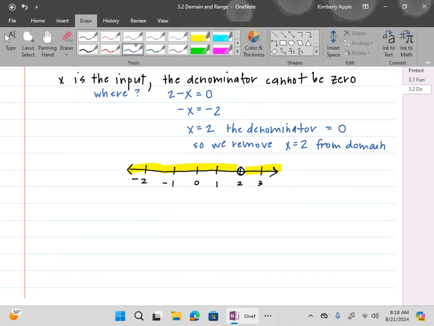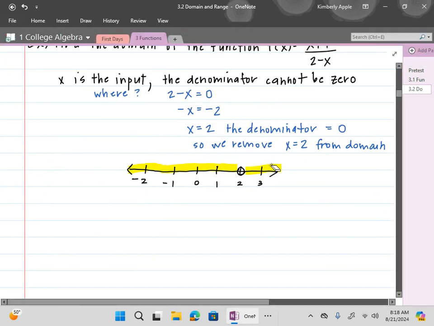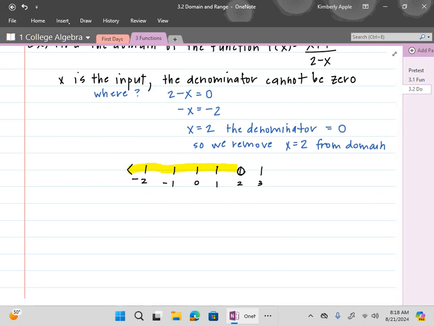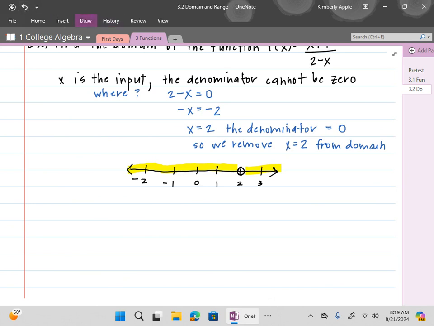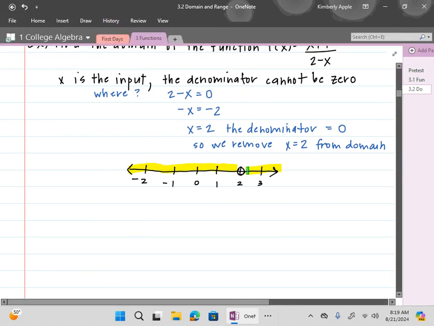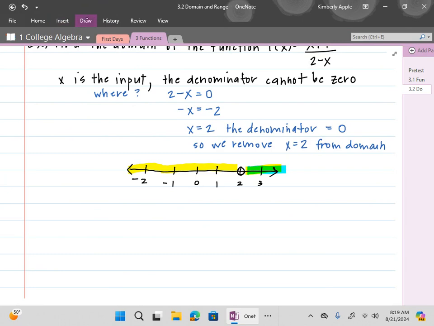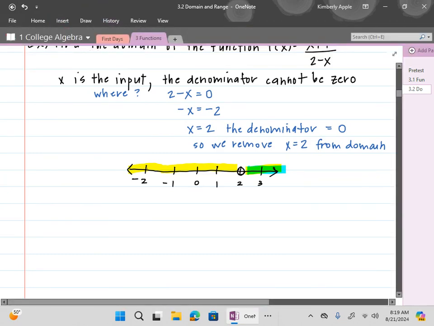Let me use a different color over here to try to illustrate a little more clearly what I'm talking about. No. Let's see if I can get it. Stand by. I know what I can do. I can just draw over it. Yeah, perfect.